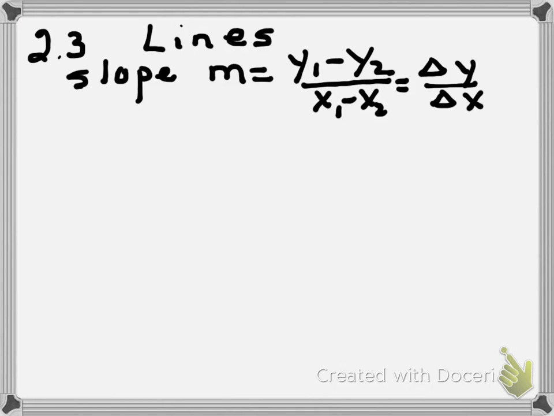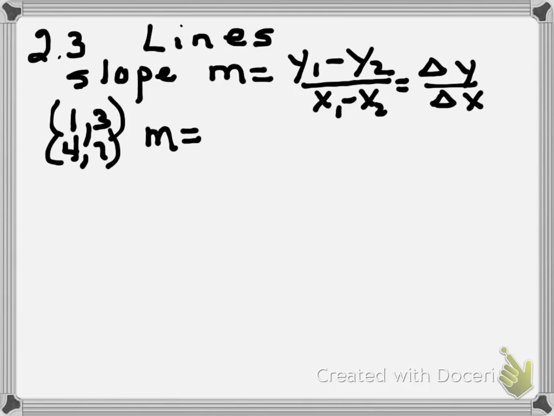The triangle means delta, or change. So it's the change in y over the change in x, or rise over run. So if I have a point (1, 3) and (4, 7), and I want to find the slope, I could start and do 3 minus 7 over 1 minus 4, or I could do 7 minus 3 over 4 minus 1.